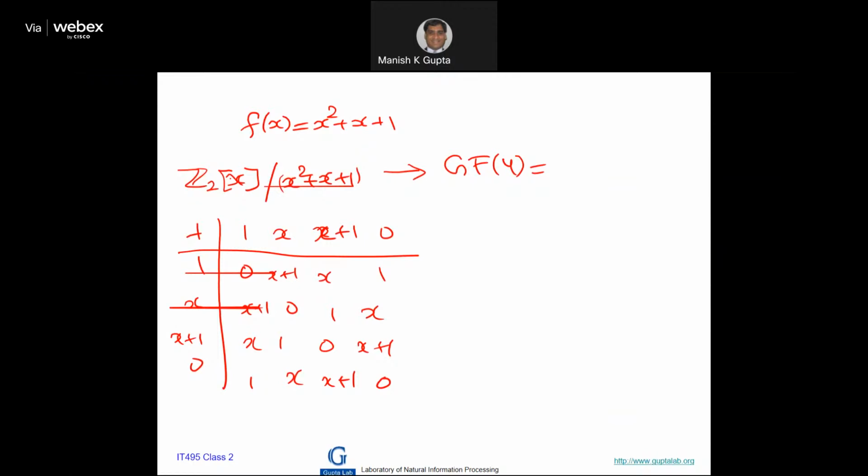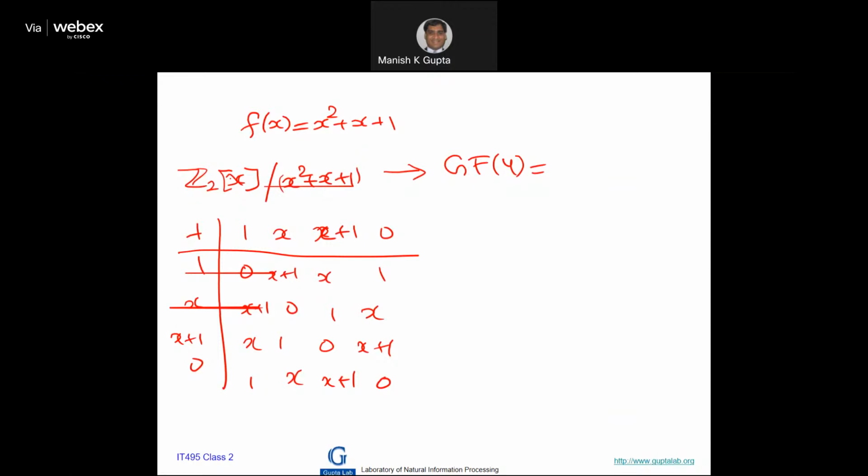So what we are doing is writing all the polynomials and reducing them modulo x square plus x plus 1. So now what you observe: when the polynomial is irreducible, we are getting a field out of this, right? Everything is a field, whatever we are getting. So this is something interesting. Similarly, you can make the multiplication table; I am not making it.